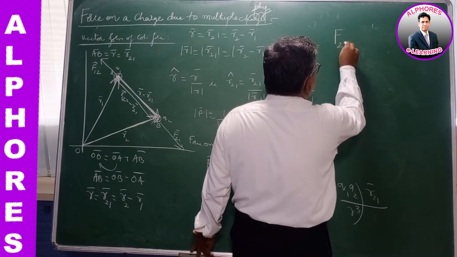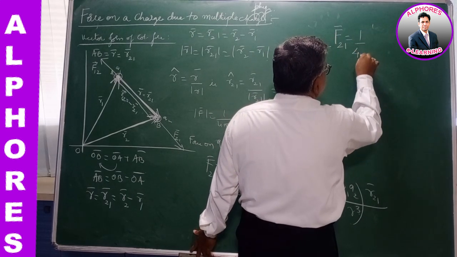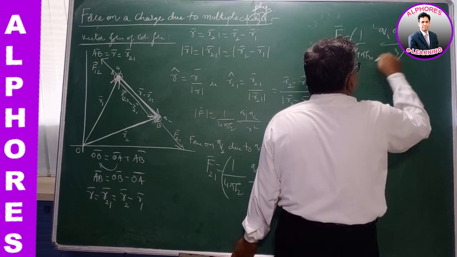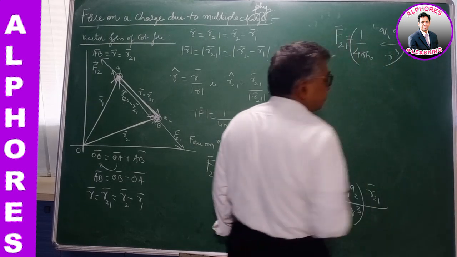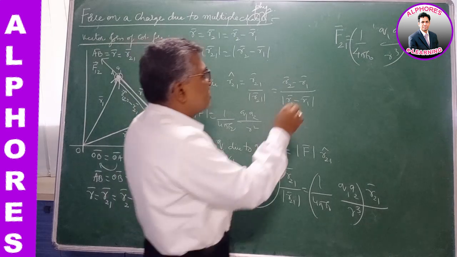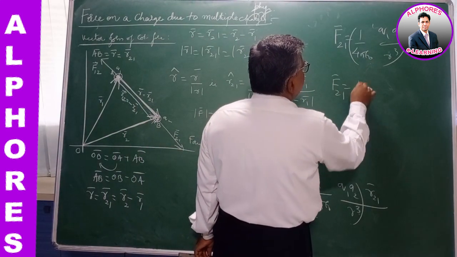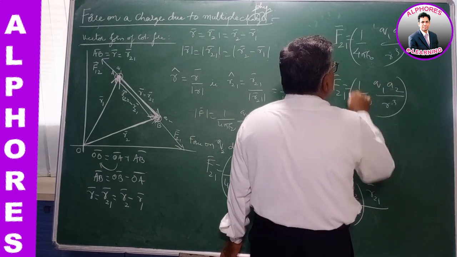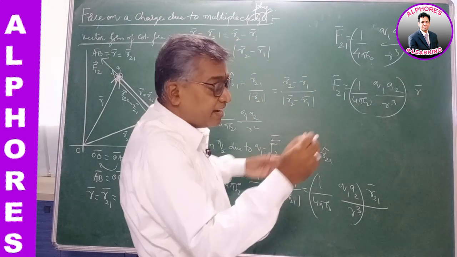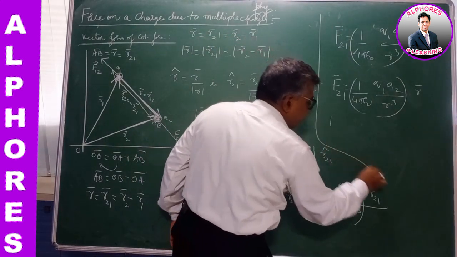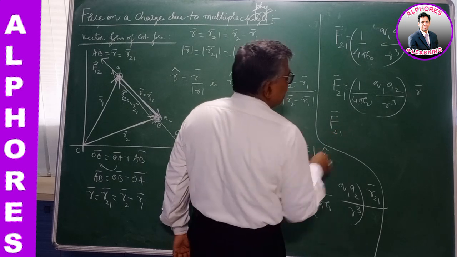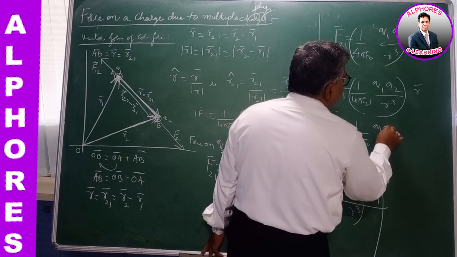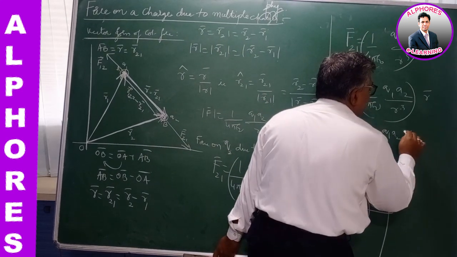The force on the second charge due to the first charge is represented as 1 by 4 pi epsilon naught Q1 Q2 by R cube times R21 bar. R21 bar is nothing but R bar. So you can even write this as F21 bar is 1 by 4 pi epsilon naught Q1 Q2 by R cube times R bar. In an expanded form, you can even write the force on the second due to the first charge as 1 by 4 pi epsilon naught Q1 Q2, it is R2.